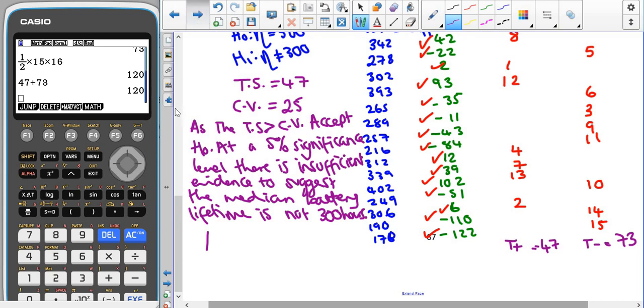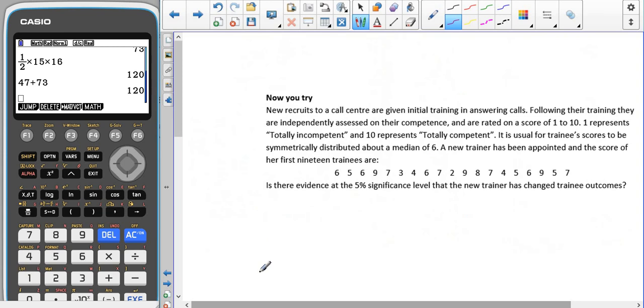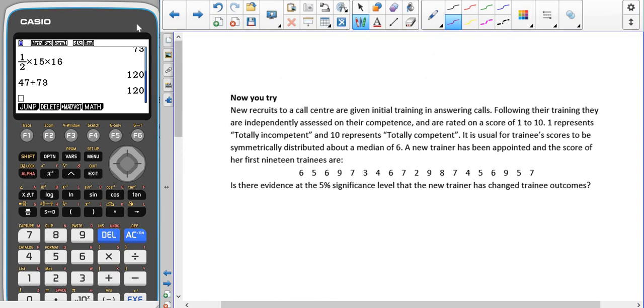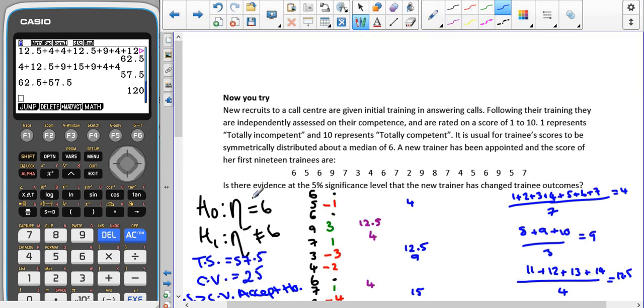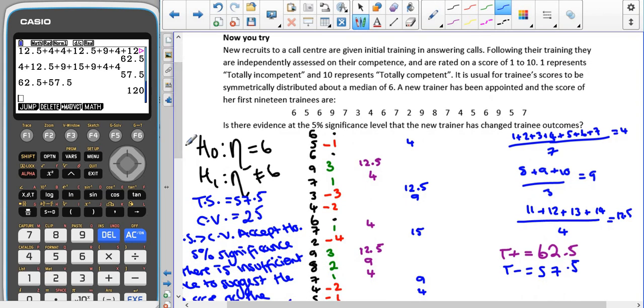So I'd now like you to pause the video and give the Now You Try question a go. Okay, so hopefully you paused the video and gave the Now You Try question a go. So now we've got the new recruits to a call centre are given an initial training in answering calls. Following their training, they are independently assessed on their competence and are rated on a score of 1 to 10, 1 representing total incompetence and 10 representing total competence.